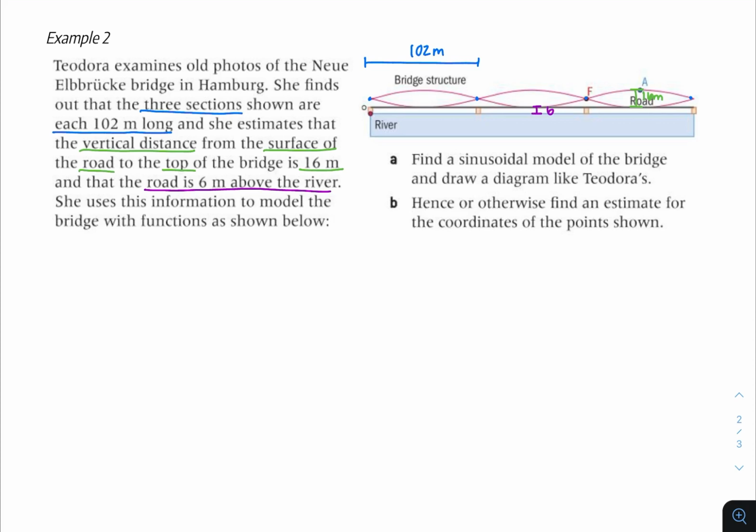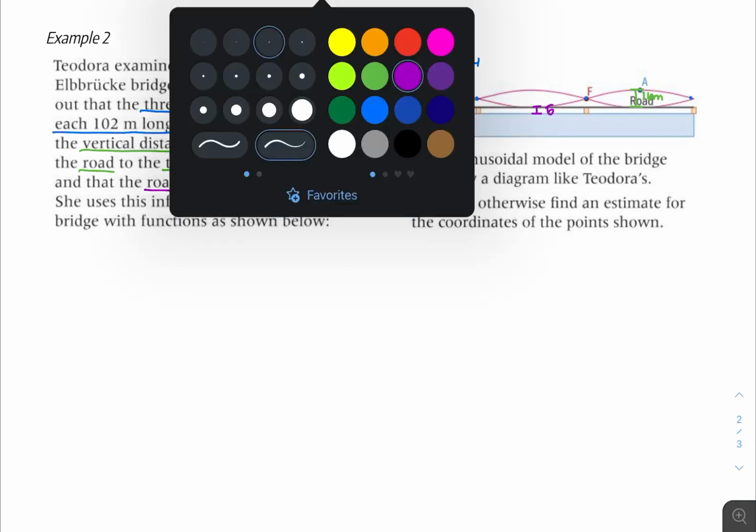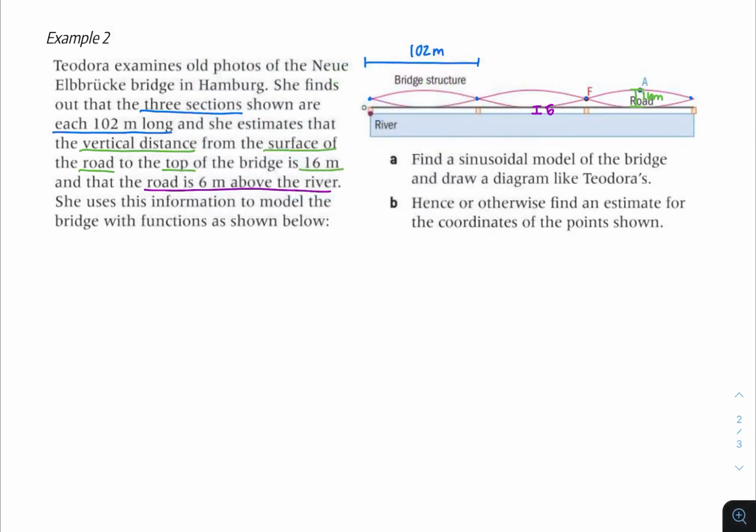So this is 6 meters. Now, in order to be able to create a sinusoidal function, we first need to have some axes. So the y-axis is the easiest one. It should be where we actually start everything. So this is going to be my y-axis.